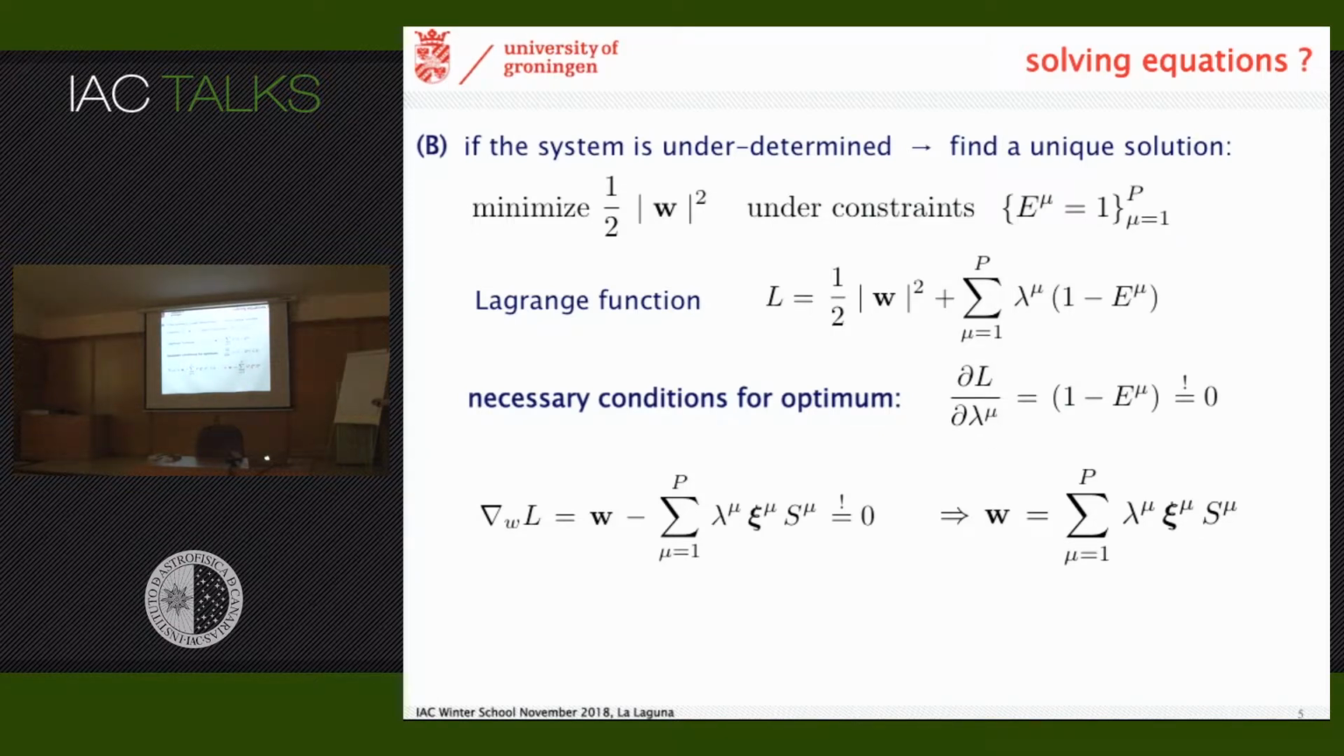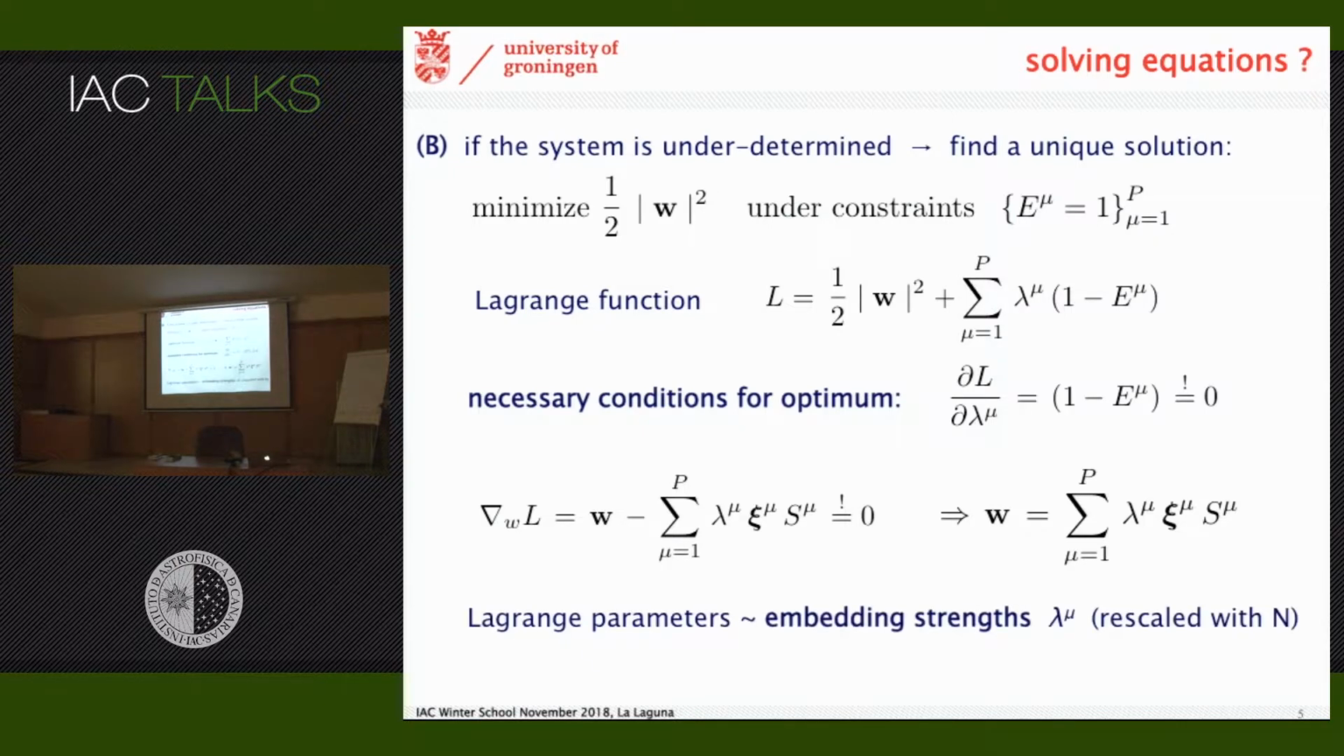These lambda mu here, the Lagrange multipliers, which we introduce in an abstract fashion here, correspond to the embedding strength that I introduced last time. Because we can write the solution as a linear combination of the data, and the coefficients are exactly the embedding strength, and they are identical or proportional, apart from some factors n in the definitions, with the Lagrange parameters that are introduced in the constraint optimization.